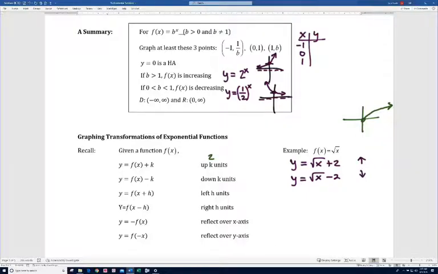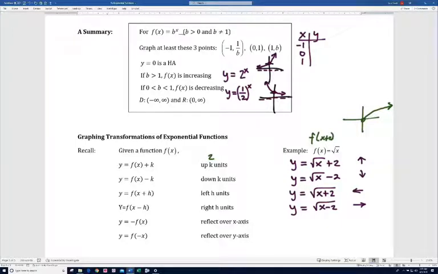For the next one, y equals f of x plus h is going to cause a shift h units left. So as an example, notice if you plug in x plus 2 here, that's basically the idea. We would get y equals the square root of x plus 2, which we know causes a shift to the left. This is a horizontal shift. These are the ones that are backwards. And similarly, on the next one, an example would be y equals the square root of x minus 2. And so this is a shift to the right.